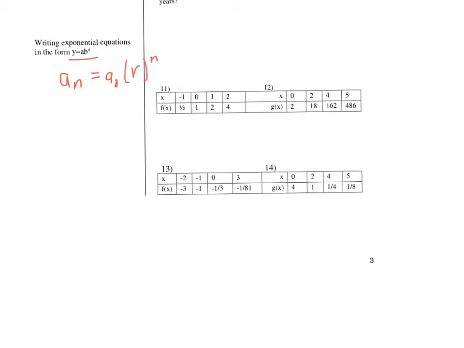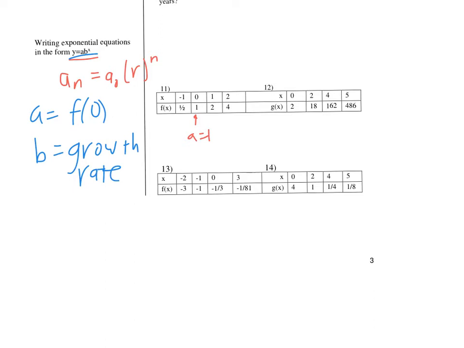And so I'm just going to define these in this equation up here as a is equal to f of 0. So whatever the y value is when x is 0, that's our a value. And then b is really the growth rate, which is what's being multiplied every time we increase by one x value. So on number 11, for example, f of 0 is obviously 1, so that means that a is 1. And then every time it's being multiplied by 2, so the growth rate, or b, or r as we used to call it, is 2.